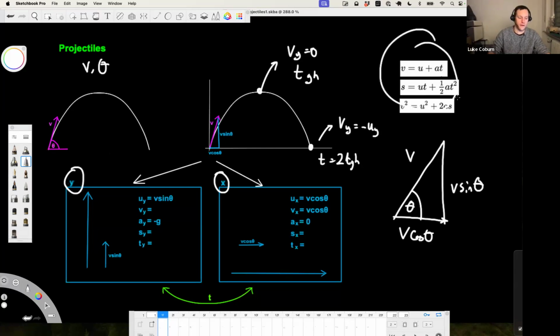We're going to use these formulas here. And then for horizontal, we always have that s is equal to ut, so sx is equal to ux tx. So we don't have to worry about the acceleration component there.